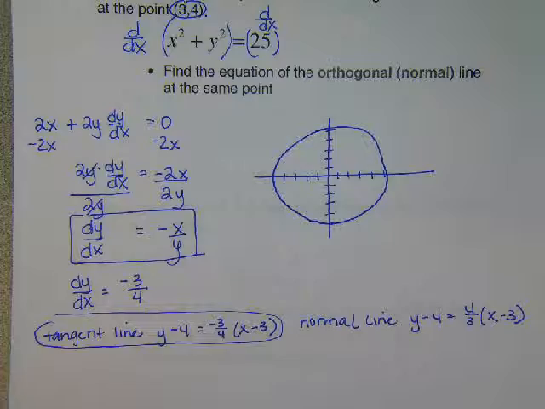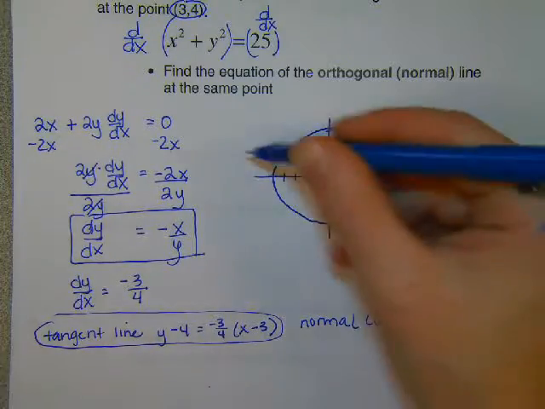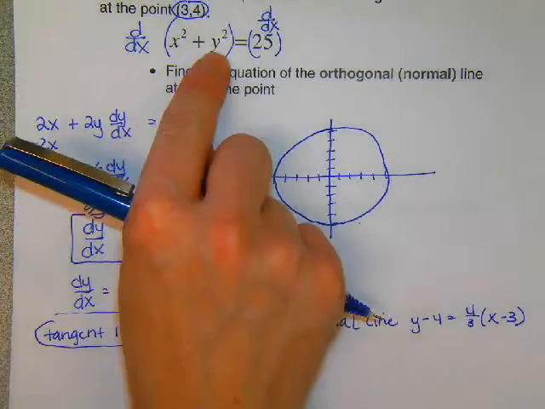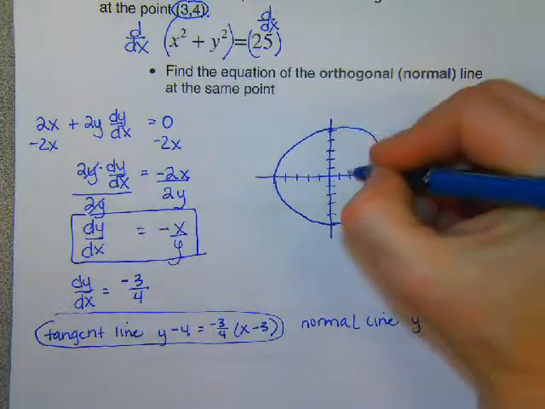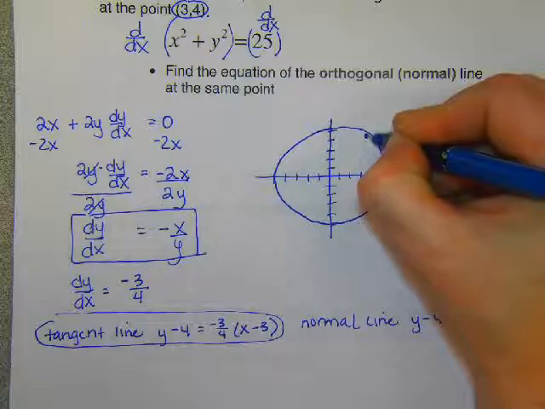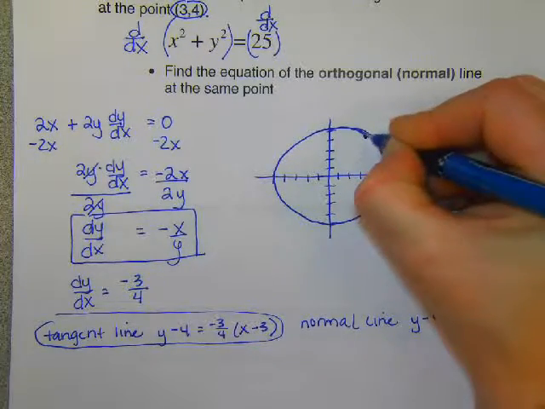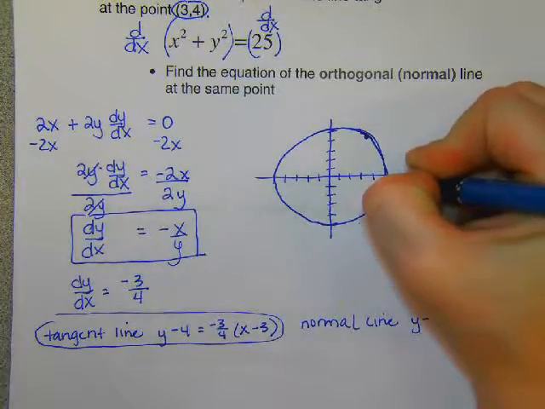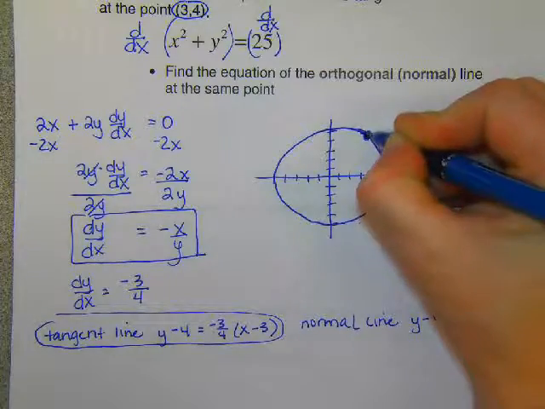So the point 3, 4 is on the circle. I mean, 3 squared plus 4 squared does give you 25. So it is on the circle. So we're going to fudge this and make sure we get it on the circle. It should be on the circle. Okay. There it is. There's the point 3, 4.